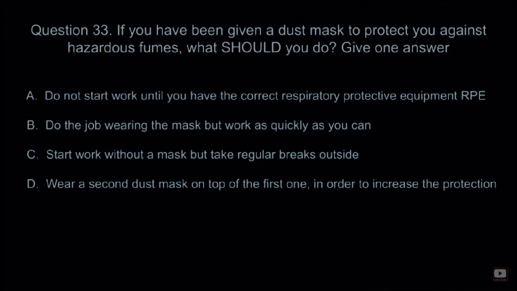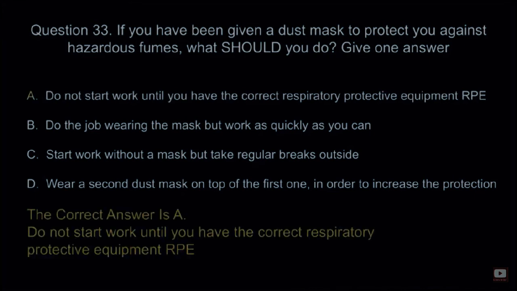Question 33. If you have been given a dust mask to protect you against hazardous fumes, what should you do? Give one answer. A. Do not start work until you have the correct respiratory protective equipment, RPE. B. Do the job wearing the mask but work as quickly as you can. C. Start work without a mask but take regular breaks outside. D. Wear a second dust mask on top of the first one, in order to increase the protection. The correct answer is A. Do not start work until you have the correct respiratory protective equipment, RPE.